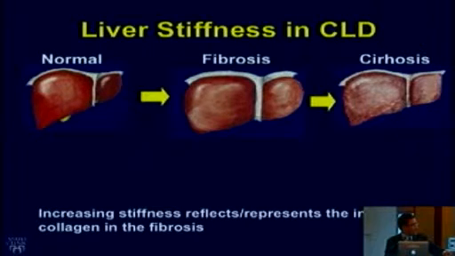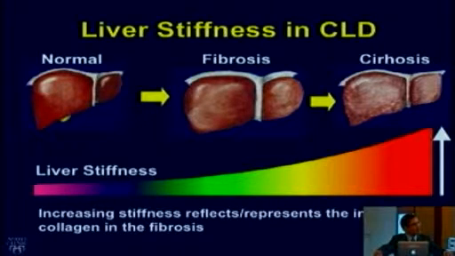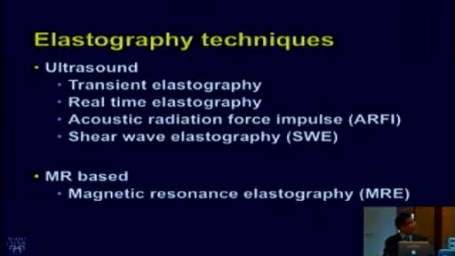And we know that as liver fibrosis increases, the stiffness also increases with the development of fibrosis. So we believe that the increasing stiffness actually represents the increased collagen content in the fibrotic tissue of the liver. So we have basically two modality-based elastography techniques: the ultrasound-based, there are many of them, and MR-based, which is what I'm going to talk about. It's known as MRE, or magnetic resonance elastography.